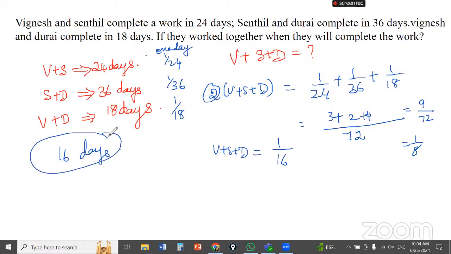16 is the answer. Nityashri, it's not 8. You forgot to bring the 2 to the other side. So the answer is 16. Actually, Pranava also made the same mistake. I hope you got it now.